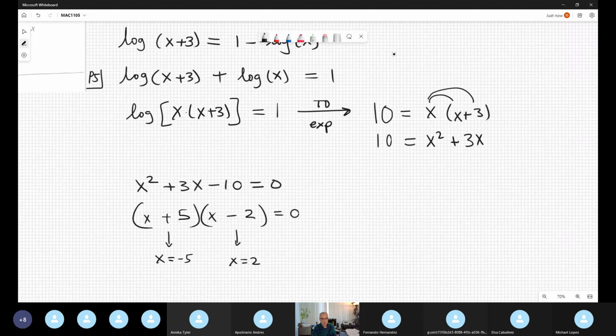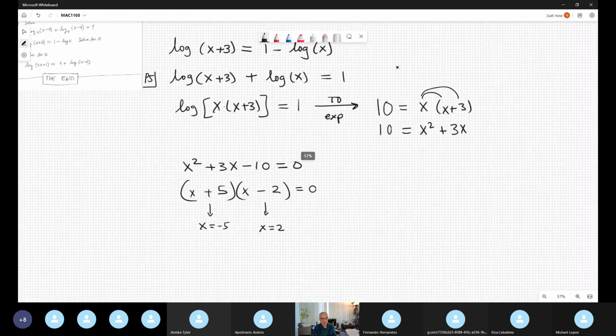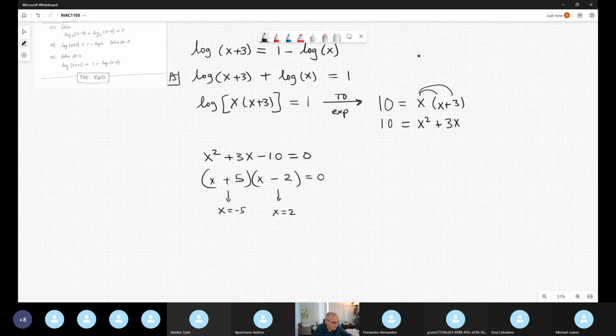It's obvious that the solution is negative. You should look at that. I come back to the beginning. Logarithm of negative 5 plus 3 is negative 2. No. Negative 5 doesn't work. This solution doesn't work. It's obvious, right? And 2 maybe. I don't know. Let me try to check it for 2.